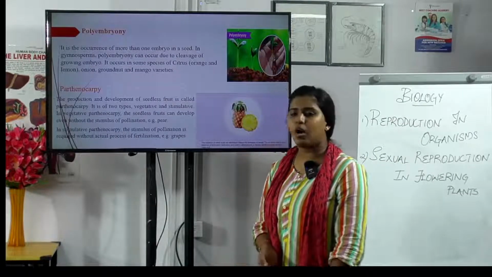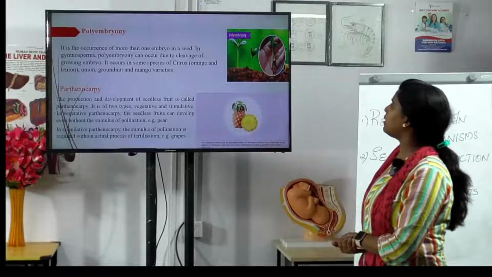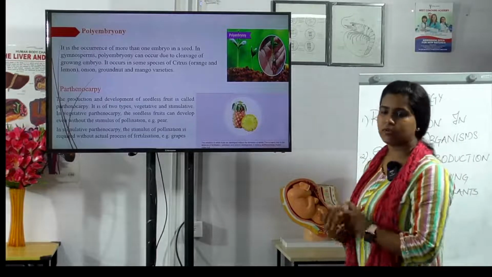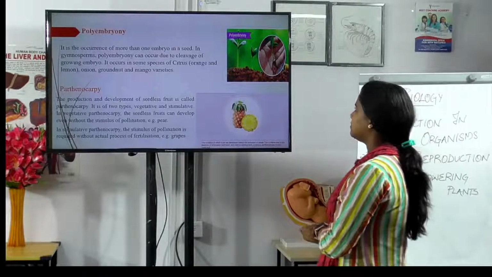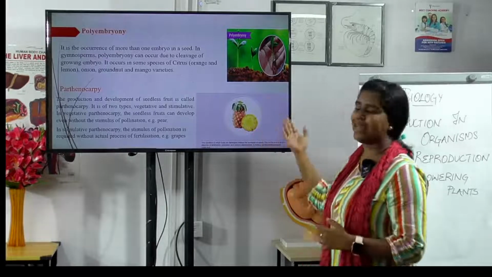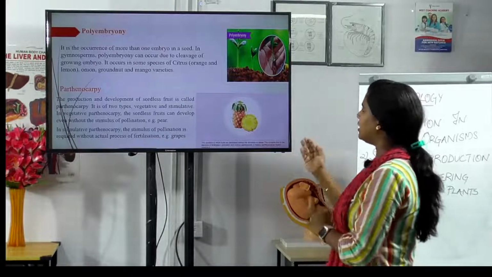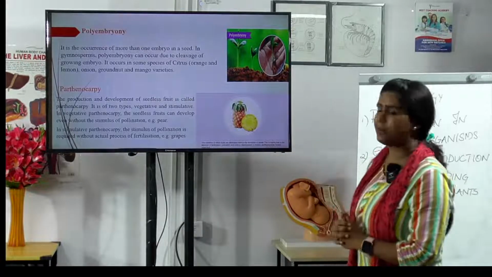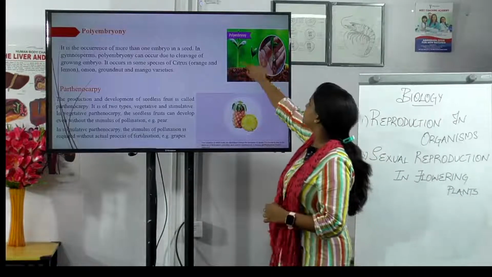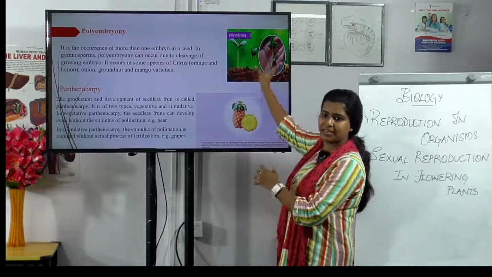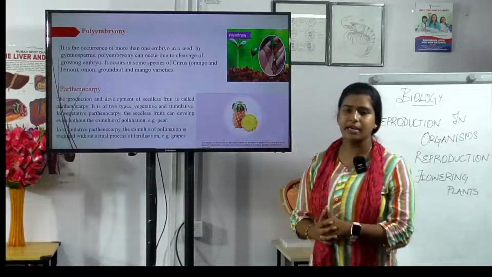And next is polyembryony. What is polyembryony? It is the occurrence of more than one embryo in a seed. In gymnosperms, polyembryony can occur due to the cleavage of the growing embryo. When the embryo grows and splits like this through cleavage, it is called polyembryony.